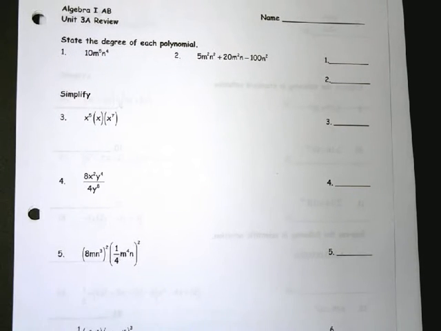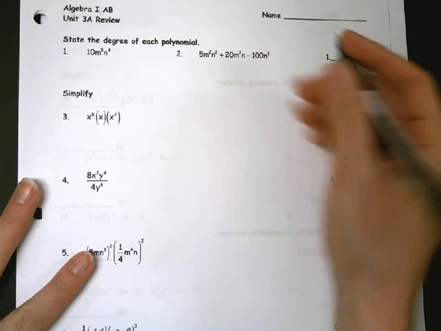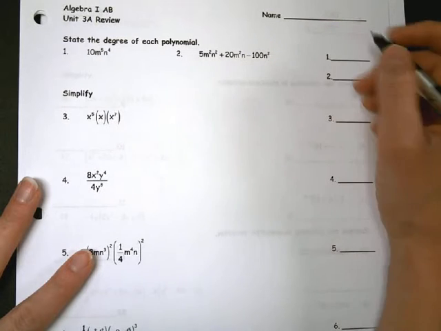The first thing it says is state the degree of each. The degree is always the highest exponent. So here, the degree would be 5. And on this one, the highest exponent is 2.